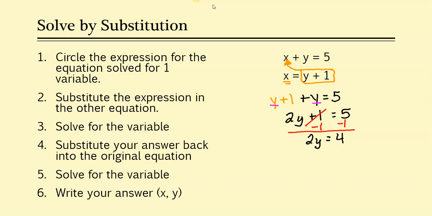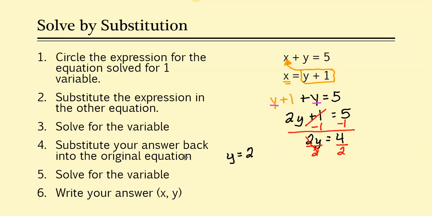Now I have 2y. I need to get rid of that coefficient. Coefficients are multiplied, so the inverse operation is division. So again, I'm going to divide both sides of the equal sign by 2. So these 2's are going to cancel, which is going to give me my answer for y, and that is that y equals 2, because 4 divided by 2 is 2. Okay, so that was step 3, to solve for the variable. So I have y equals 2 now.